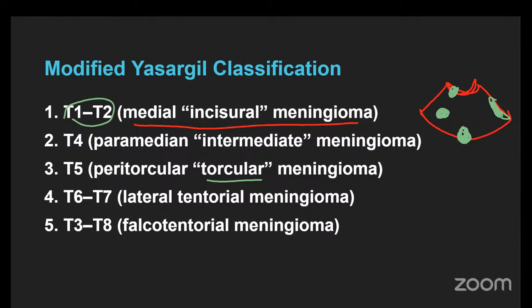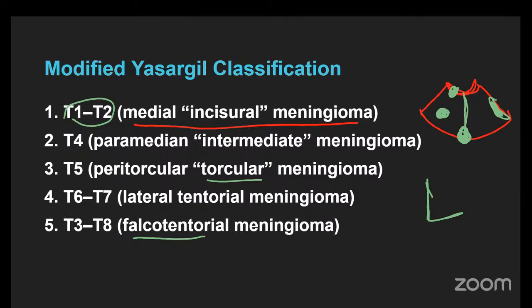And then we have the focotentorial meningioma. If you all remember, the falx and the tentorium cerebelli had this junction, and anywhere around this line, focotentorial meningiomas can arise. What do we mean by focotentorial? It has dual origin. This is the fold that forms, sort of. This is the falx, this is the tent. So it can arise anywhere here, and it can have dual origin, both from the falx and the tentorium.